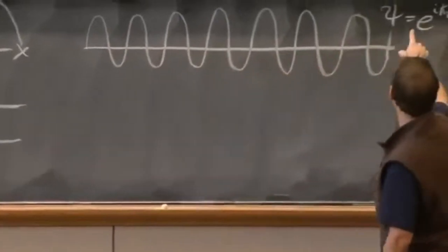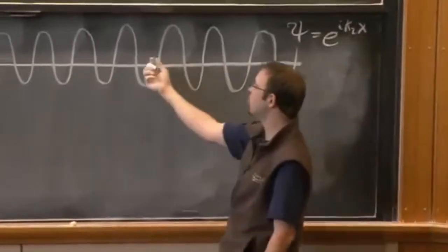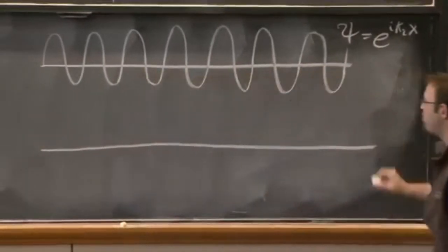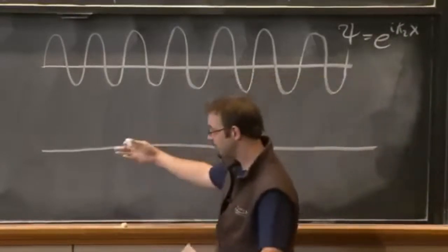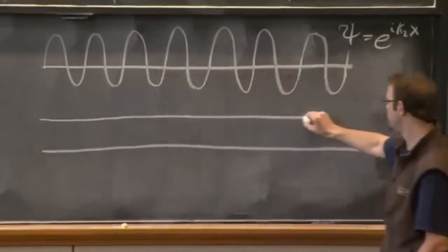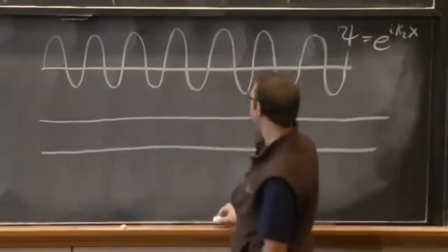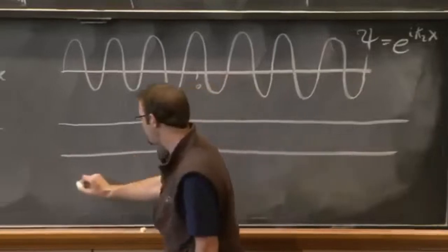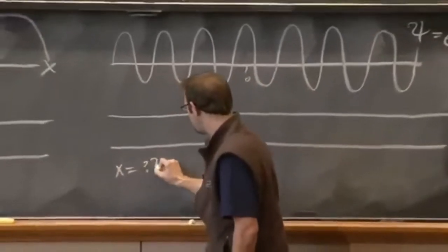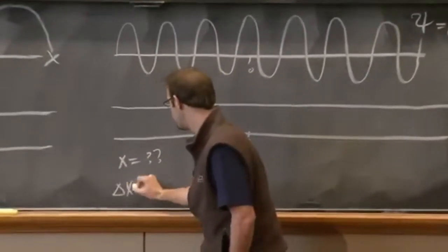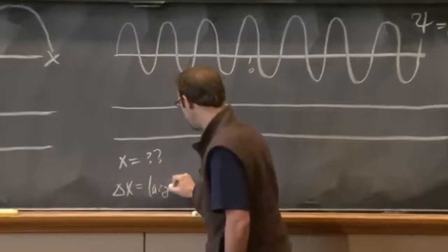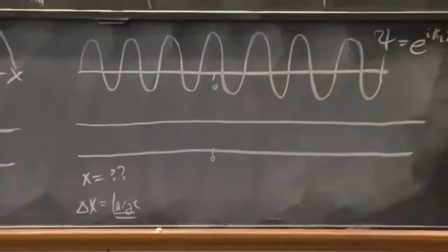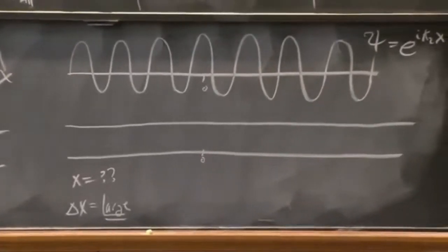Similarly here, if our wave function is e to the i k2x, here k2 is larger, the wavelength is shorter. What's the probability distribution? It's, again, constant. Right? So again, x, we have no idea. And our uncertainty in the x is large. And in fact, it's very large. Everyone cool with that? Questions? What about these guys?